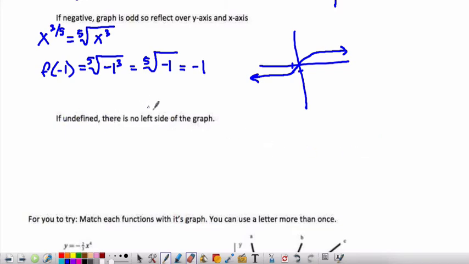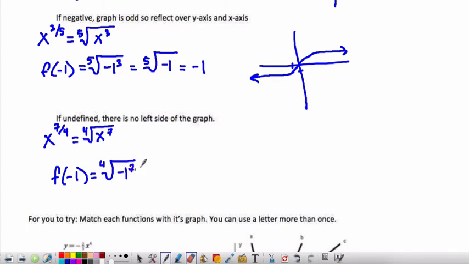Okay, if undefined, there is no left side. So you hopefully are seeing where this is going, but I'm going to give you an equation where we can't take the even root of a negative. So let's try x to the power of 7/4. So this is the same as the 4th root of x to the power of 7. I'm going to plug in -1, and I have the fourth root of -1 to the 7th power. -1 to the 7th power is -1, so I have the fourth root of -1.